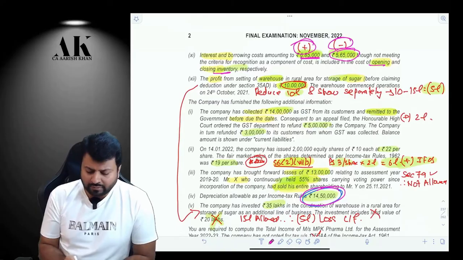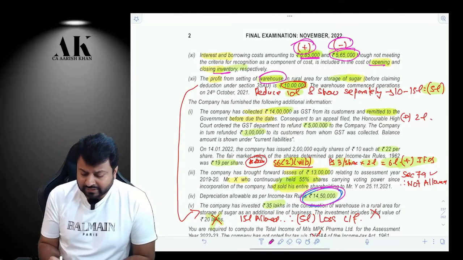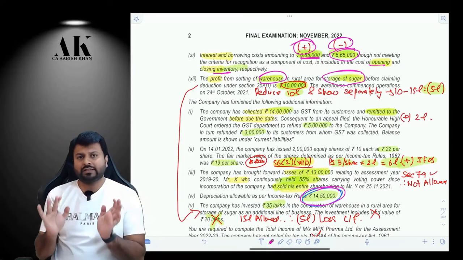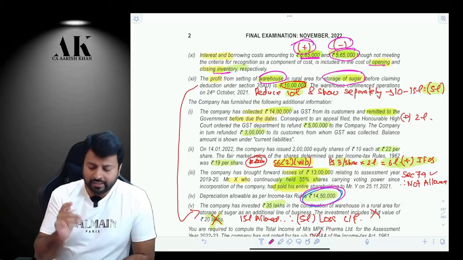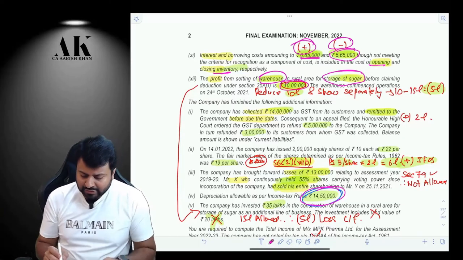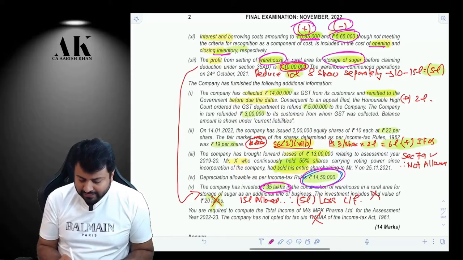Okay. Net profit from the warehousing business. You have purchased some warehouse for storage of sugar, and you are earning some profit of 10 lakh rupees from that. And how much have you made as investment? You have made an investment in the last adjustment. You can see 35 lakhs, out of which 20 lakhs is land. So land will not be allowed as deduction, but 15 lakhs will be allowed as deduction.